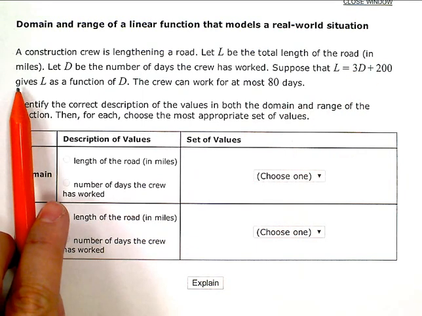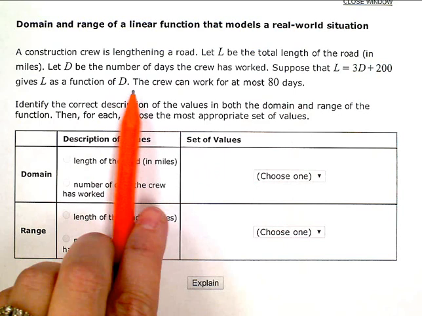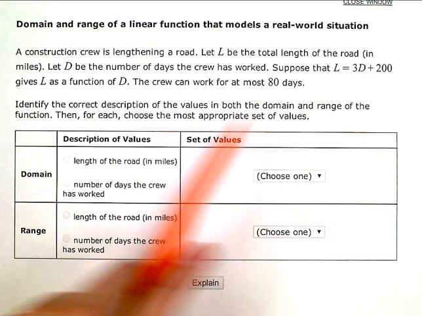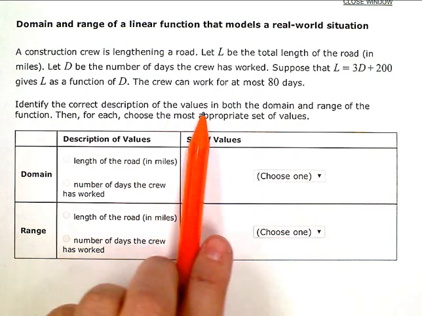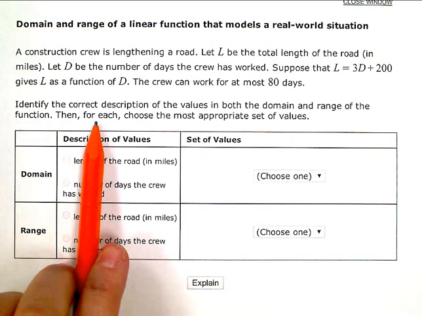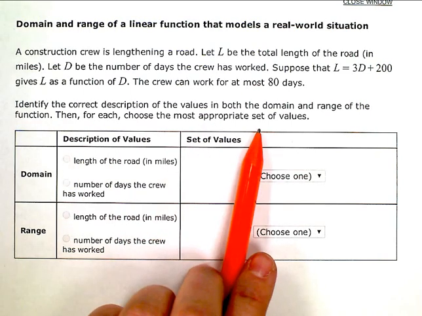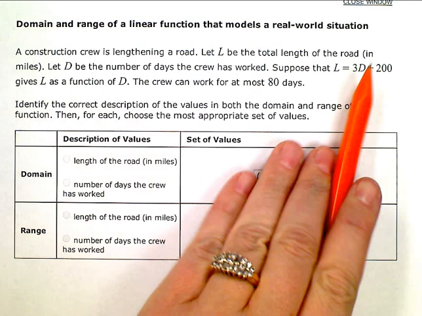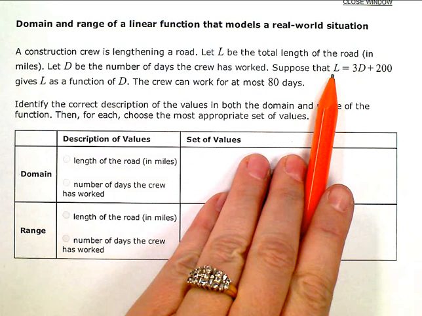It gives L as a function of D. The crew can work for at most 80 days. So identify the correct description of the values in both the domain and the range of the function. Then for each, choose the most appropriate set of values. So I want to know which one represents the domain, the days, the D, or the L, the length of the road.